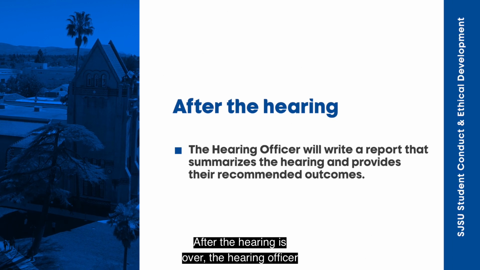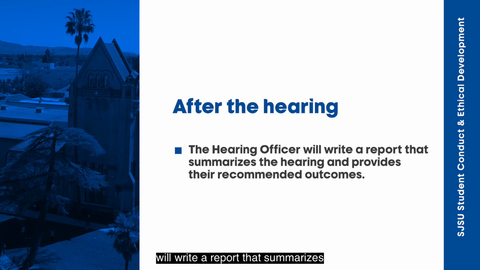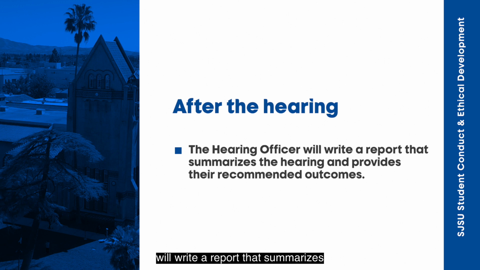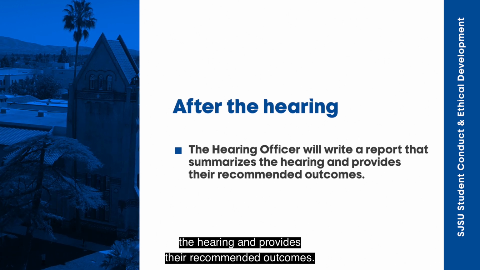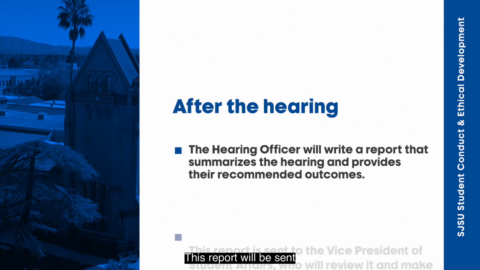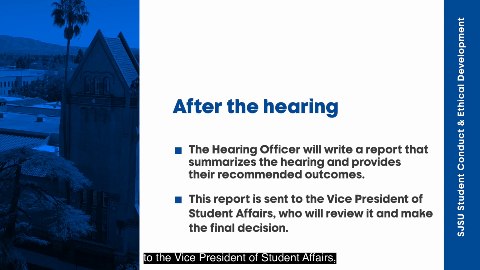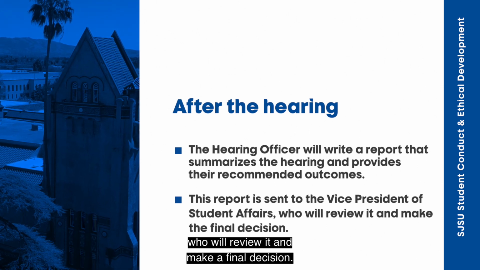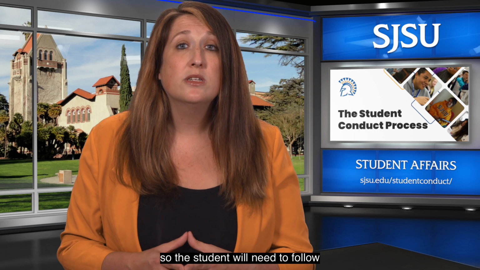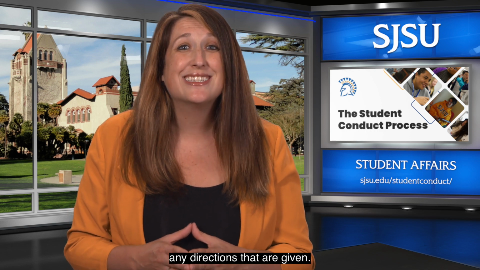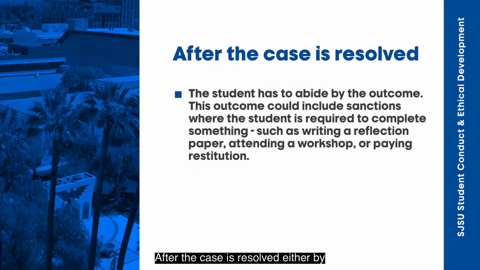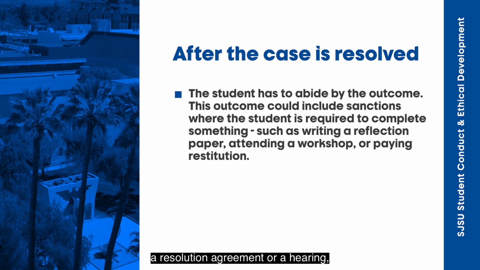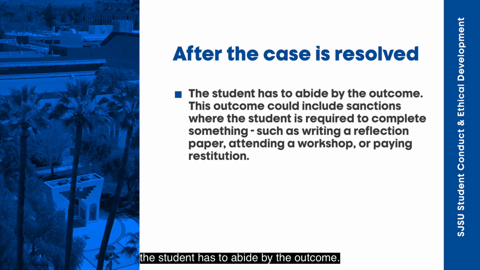After the hearing is over, the hearing officer will write a report that summarizes the hearing and provides their recommended outcomes. This report will be sent to the Vice President of Student Affairs, who will review it and make a final decision. The Vice President of Student Affairs' decision is final, so the student will need to follow any directions that are given.